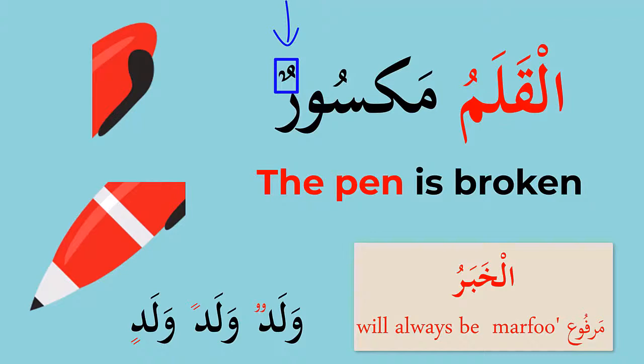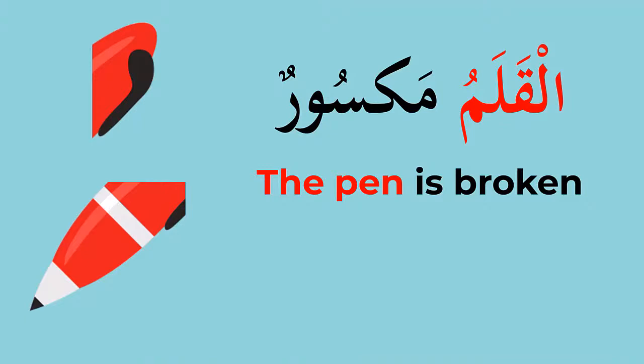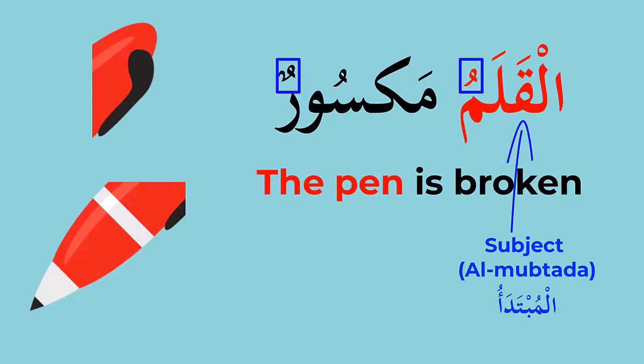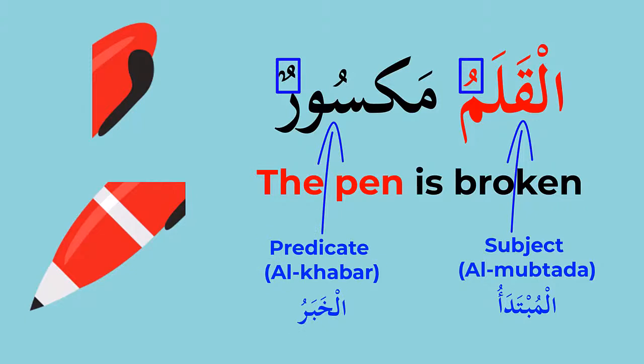So brothers and sisters, here we come. Al-kalamu maksurun. Is al-kalamu marfu? Yes. Is maksurun marfu? Yes. Both are marfu. What is al-kalamu? Mubtada. Where is the khabar? What about the pen? Tell me more about the pen. Maksurun, it's broken. So mubtada and khabar.